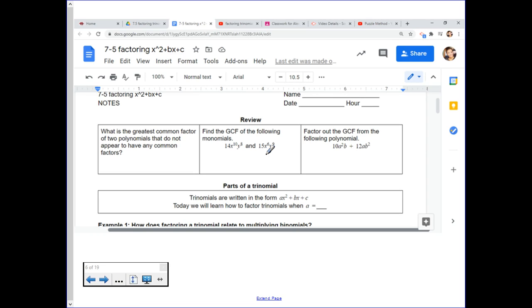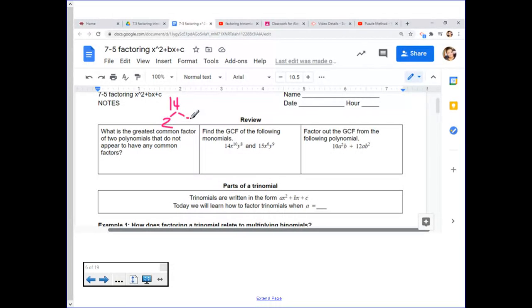So we're finding the GCF of the first one. Find the GCF of 14x to the 10th, y to the 8th, and 15x to the 6th, y to the 9th. This looks familiar. I feel like we did this yesterday. But either way, I need to do a factor tree for 14.